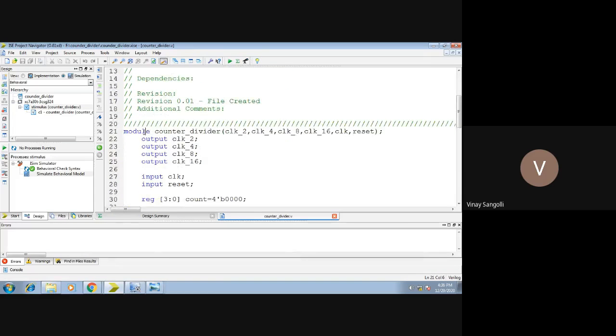Going ahead, so this is my module. The name of the module is counter divider. Then the next thing is, we will be taking all your inputs and outputs.